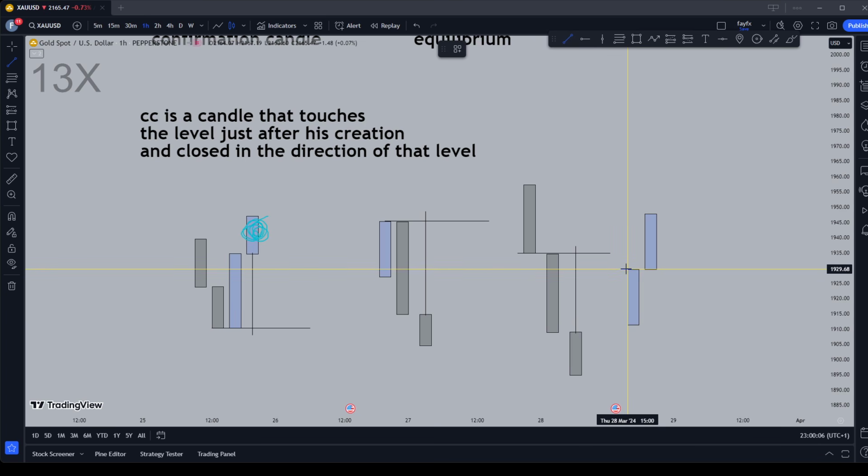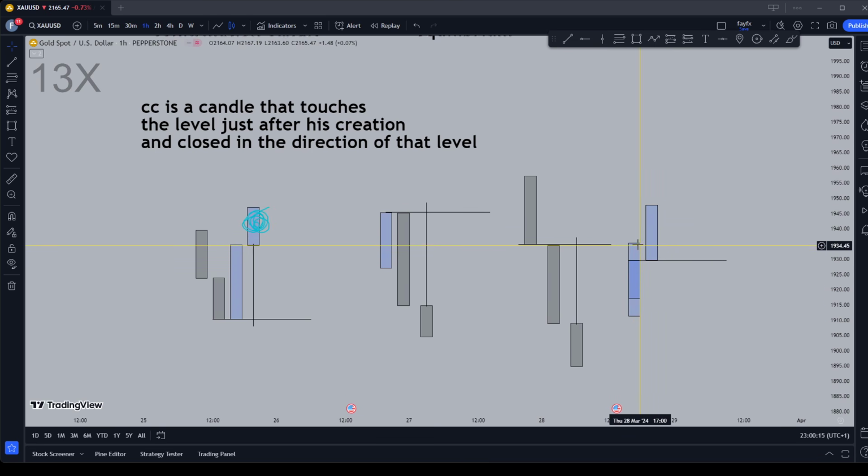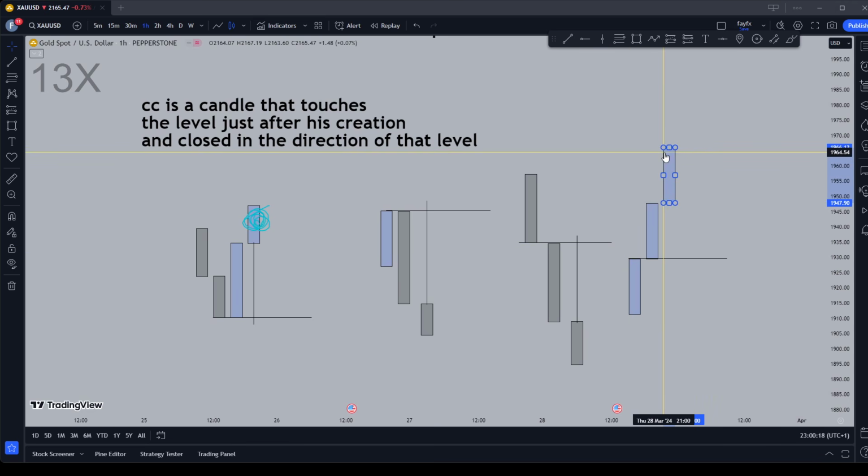Let's say this is a gap. The CC, a confirmation candle, is a candle that touches the level right after its creation and continues its move. For V level, a CC should be bullish. For A level, a CC should be bearish. For a bearish gap, a CC should be bearish. And for a bullish gap, a CC should be bullish.